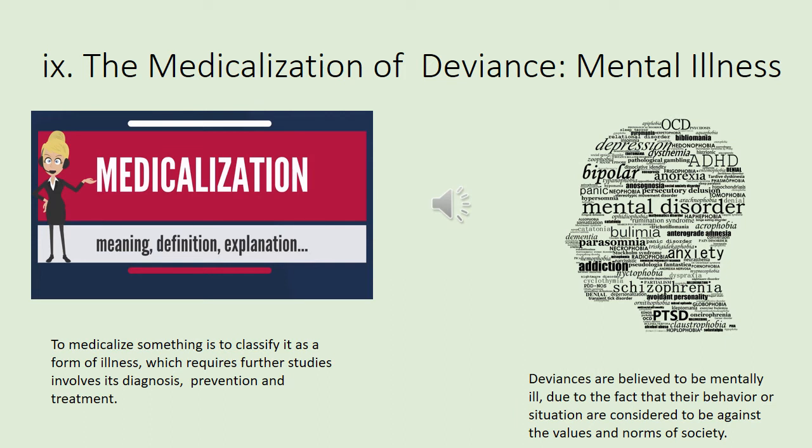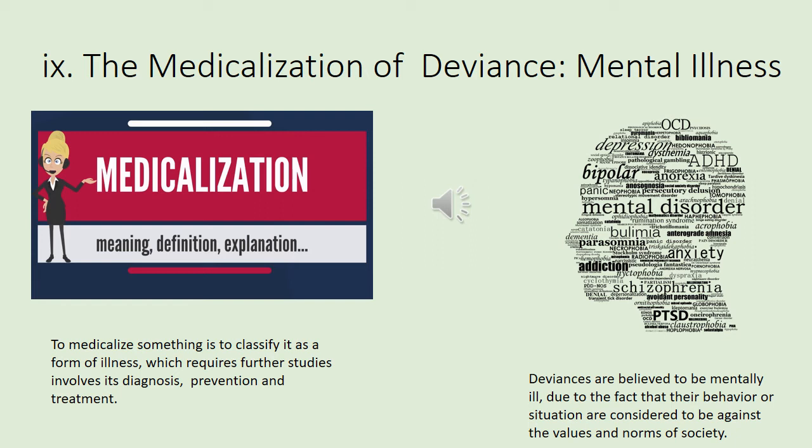And in this topic, we will be talking about medicalization of deviance, mental illness. To start this, we will first identify the term medicalization, its meaning, definition, and explanation of it as well. First is the meaning. To medicalize something means to classify it as a form of illness. For example, if you were to have a new type of disease, if someone medicalized it, they would consider it and classify it as a form of illness.